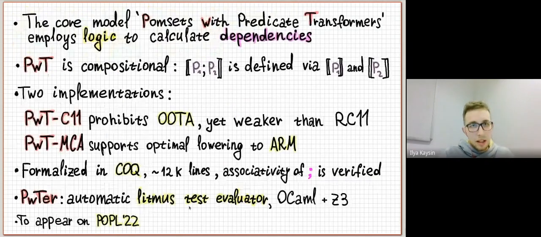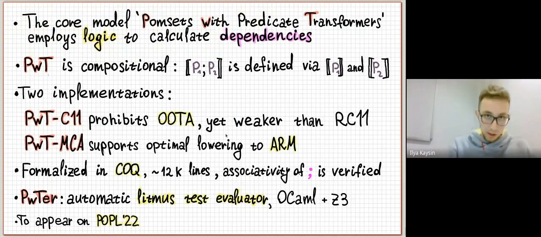And that's basically it. So to conclude, I showed you an oversimplified version of the model that we proposed, and this model is called POM sets with predicate transformers. POM set just means graphs, or PWT for short. And in this model, we apply logic to calculate dependencies. And a nice feature of this model is its compositionality.